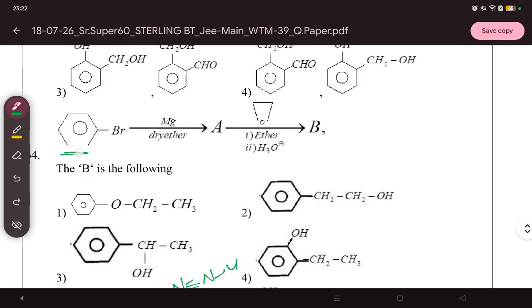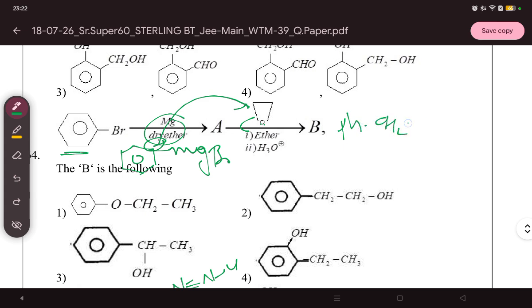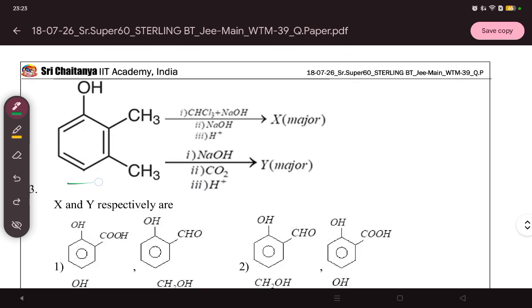An aryl halide with magnesium in ether gives the Grignard reagent. And this Grignard reagent undergoes nucleophilic substitution with the oxygen group, the carbanion is substituted and the oxygen is converted to alcohol. Finally, the product is this one, the second option. And in this question, there is no methyl at this position.